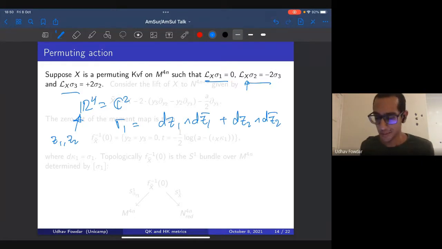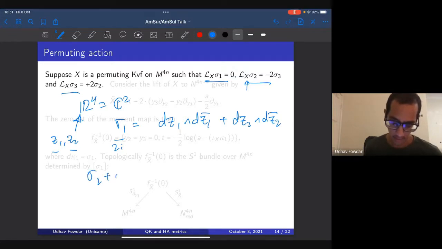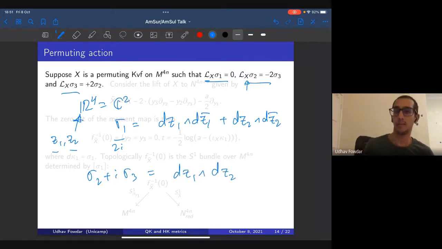So, all right. I was giving you an example of a permitting action on just this flat space. If you start with R4, you think of that as C2, you distinguish a complex structure, and you pick complex coordinates Z1 and Z2, you can define one of the symplectic forms to be the following one. Maybe you have to divide by 2i or something like that, but let's just ignore that. Then sigma 2 plus i sigma 3, you can take that to be dz1 wedge dz2. So this is your holomorphic symplectic form.